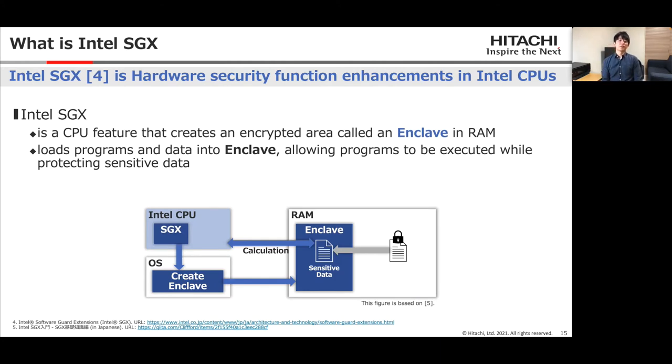I will explain Intel SGX. Intel SGX is a CPU feature that creates an encrypted area called an enclave in random access memory. It loads programs and data into the enclave, allowing programs to be executed while protecting sensitive data. It is available in Intel 6th generation CPUs and later.